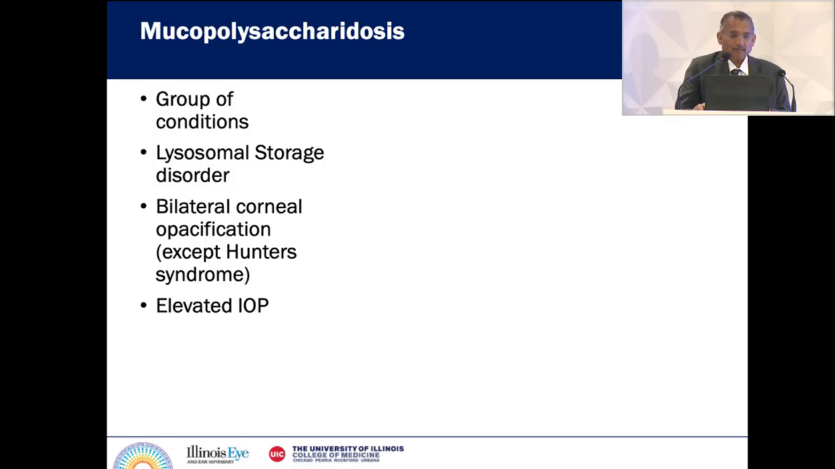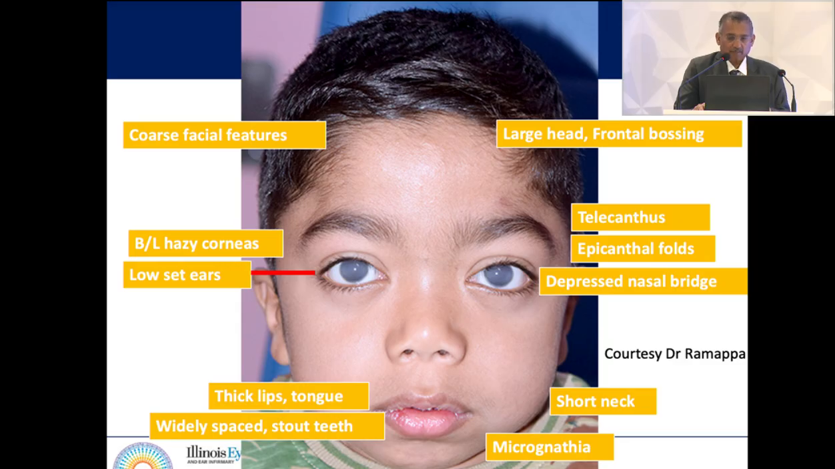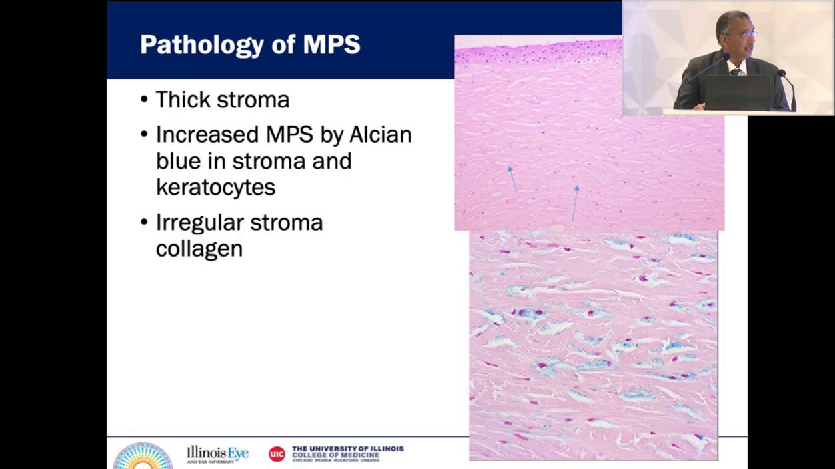So MPS is another interesting disease. This is, I think, a typical picture, courtesy Dr. Murli. And if you look at the cornea itself, it's also very interesting. Number one, it is very, very thick, as you can see. And if you stain the corneal cells with Alcian blue, you can see accumulation of mucopolysaccharide in the cornea.